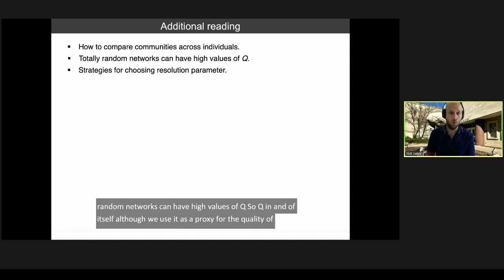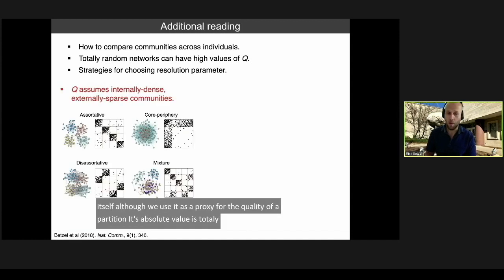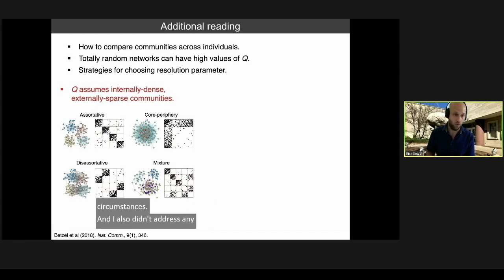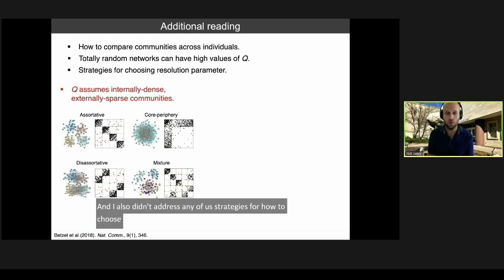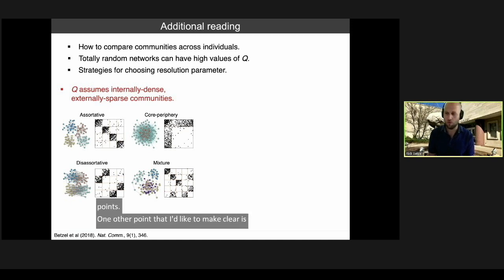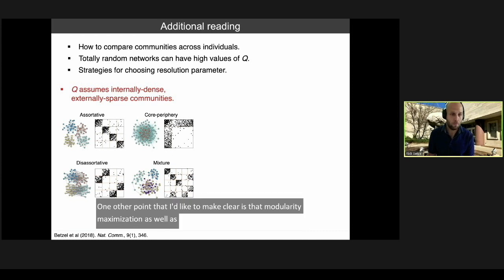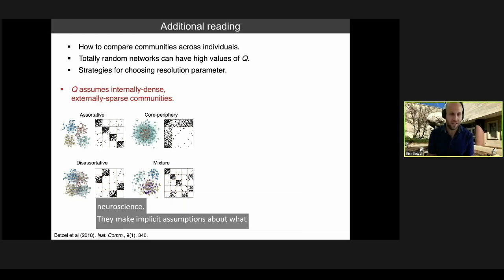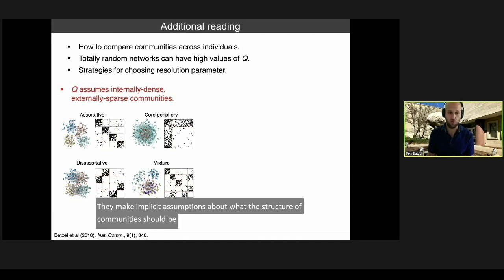But those are also important points. One other point that I'd like to make clear is that modularity maximization, as well as InfoMap, so the two most popular methods for detecting communities in network neuroscience, make implicit assumptions about what the structure of communities should be. Specifically, the algorithm is trying to identify communities that are assortative. That is, they are internally dense and externally sparse.